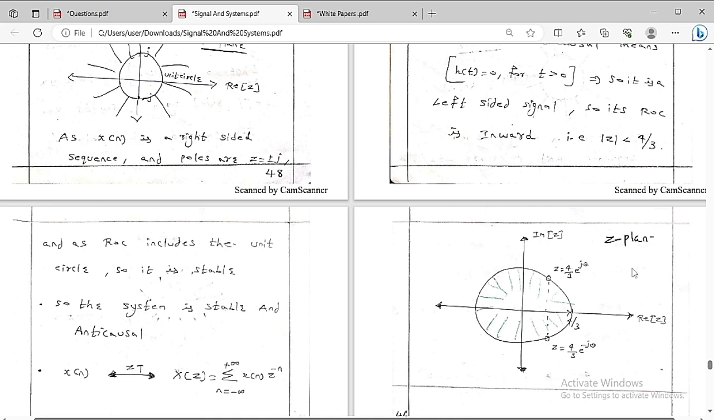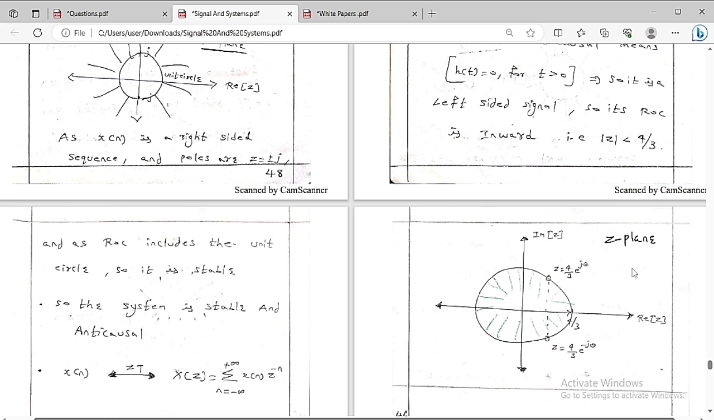If a given signal is absolutely summable, then it indicates that the discrete time Fourier transform is going to exist for that signal. Also we can say the given signal is said to be an energy signal, or we can say the given system is said to be absolutely stable because the impulse response is absolutely summable.